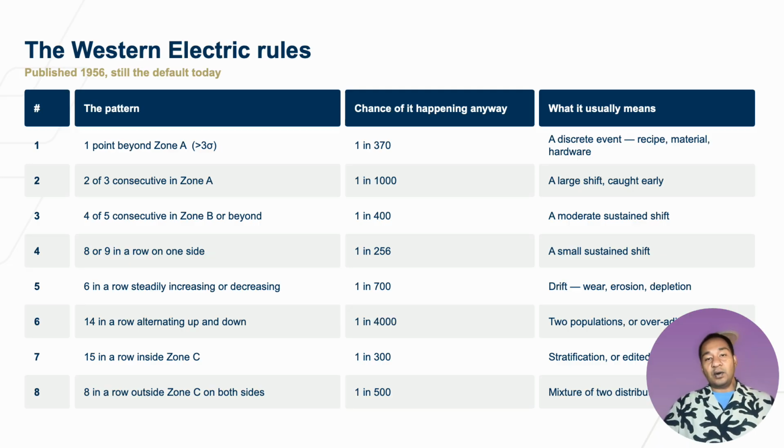Notice they are all roughly the same order of magnitude, a few hundred to a few thousand, and this is deliberate. The rules are tuned so no single one dominates the false alarm budget, which raises an obvious question about what happens when you turn them all on. We will get there.